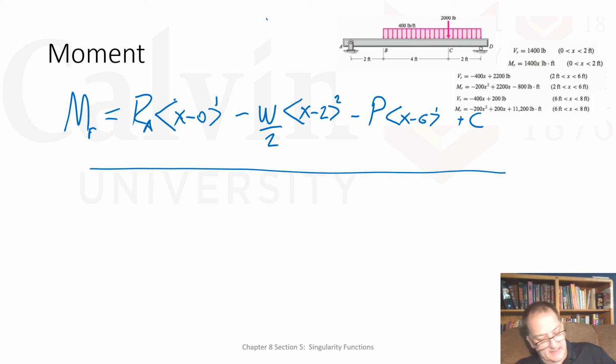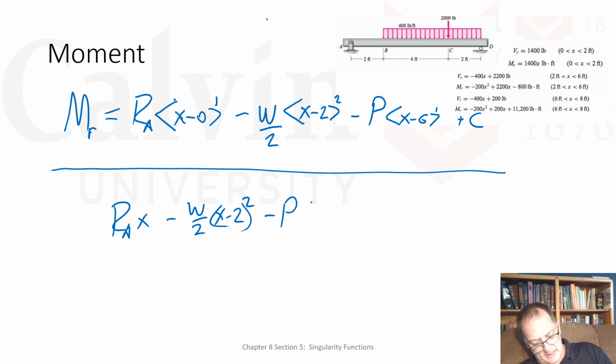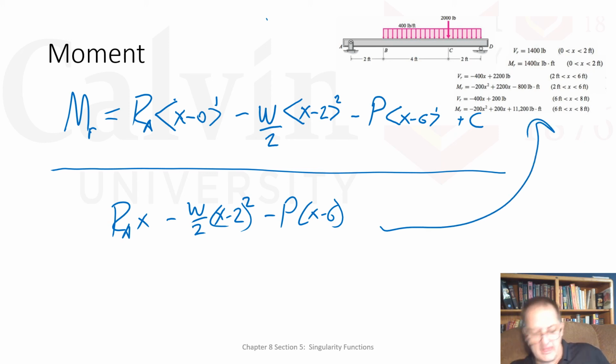Does that make sense? Yeah, we can integrate. We can do that. And if you remember four slides ago, that's what we had. Now we had it as parentheses: RA times x minus W over 2 times x minus 2 squared minus P times x minus 6. And we showed that that equaled that right there. We showed that. So this is good.